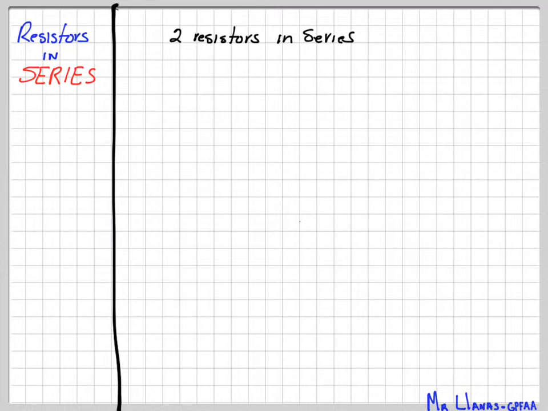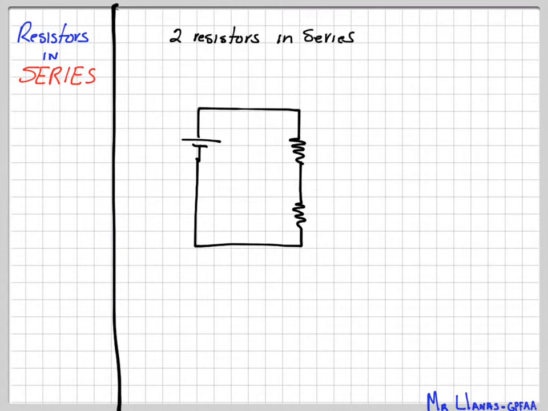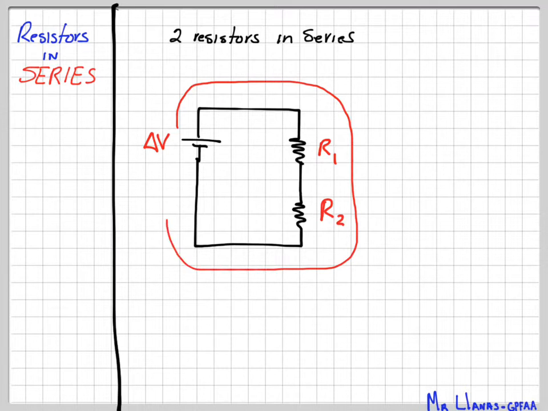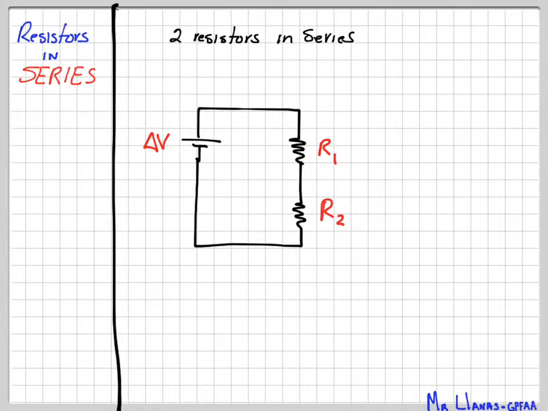Now, resistors can be arranged in two different ways. They can be arranged in something called series. Two resistors in series means the current has to go through both of them. It has no option. So if we're looking at this circuit, the current starts from the battery and has to go through resistor 1 and resistor 2 and then come back to the battery. If the current has no option of going anywhere else, then we're talking about resistors in series. And the current always goes from positive to negative, so it would be going that way.